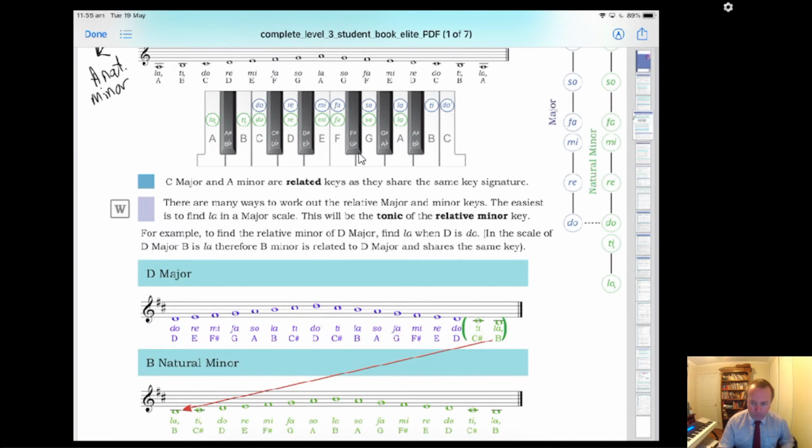So you can see there quite clearly it just uses the white notes of the piano. Therefore it has the key signature of C major. But it, of course, starts on A, so it's A natural minor.